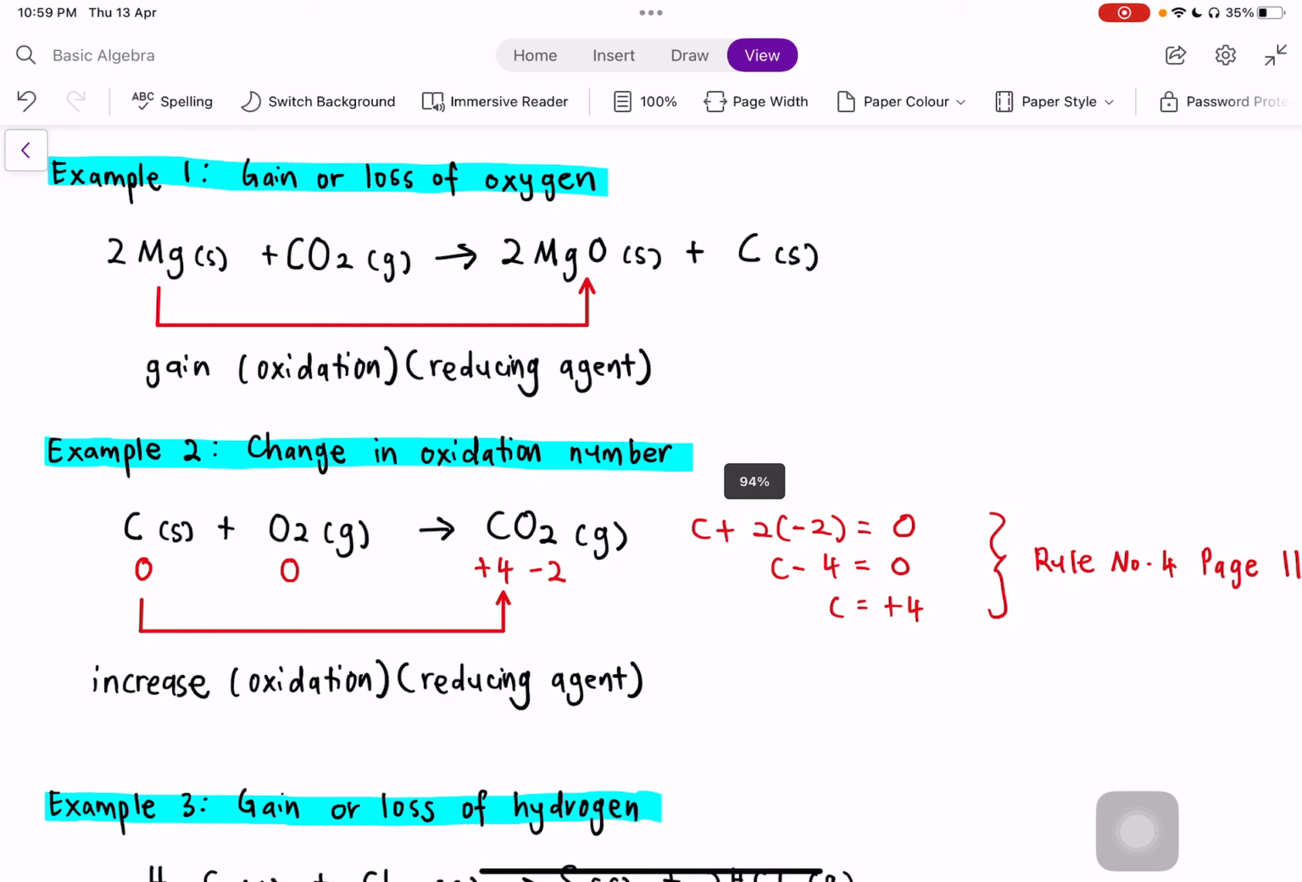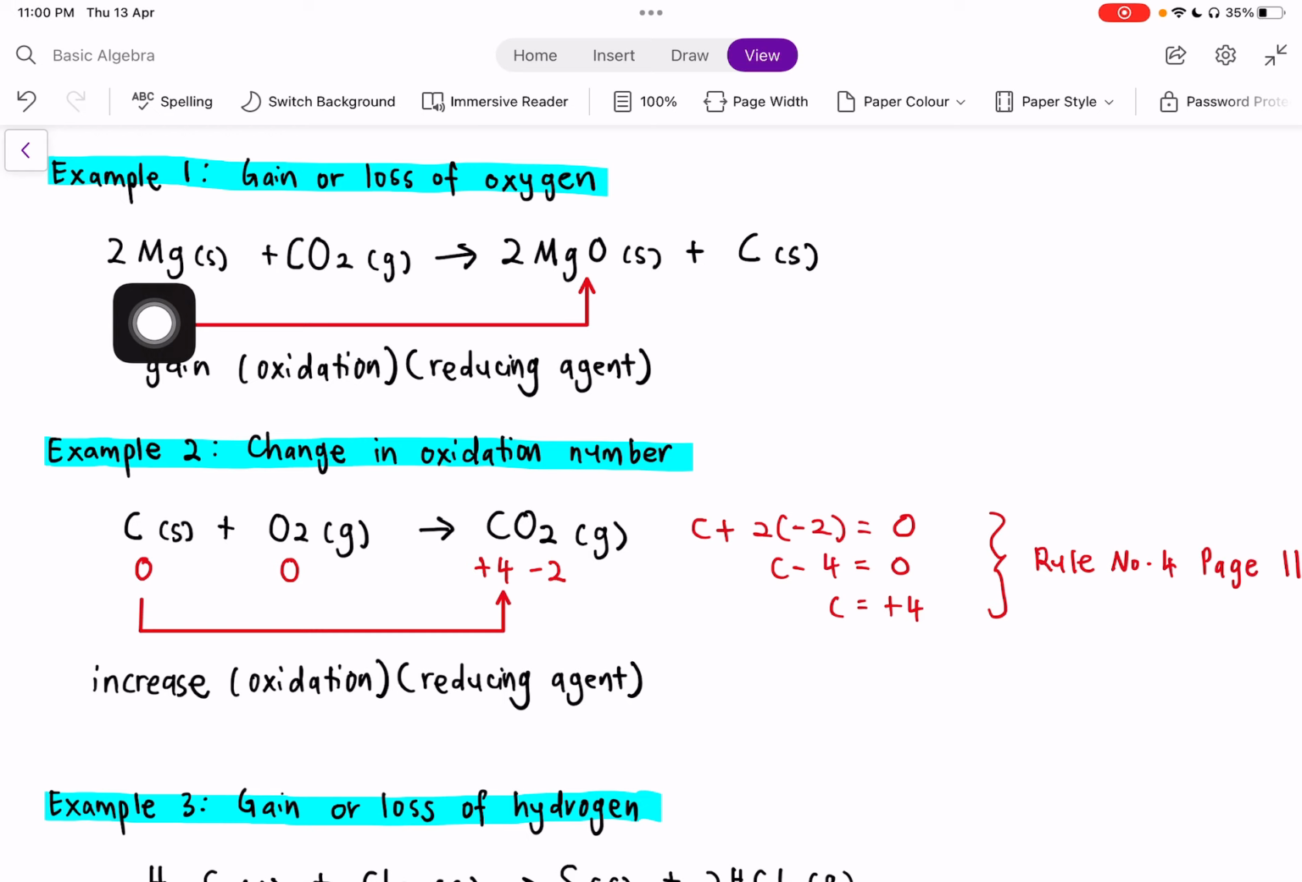Okay, now we look at example 1. The first factor, gain or loss of oxygen. This redox reaction takes place between magnesium and carbon dioxide. It will produce magnesium oxide and carbon. So this is the balanced chemical equation for this reaction.